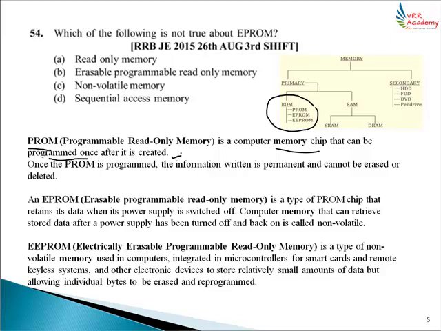In this ROM chip, the data or a program is written, and we can use it any number of times. Once PROM is programmed, the information written is permanent and cannot be erased or deleted. So if you write something in the particular ROM chip, you cannot delete it. PROM means programmable read-only memory.